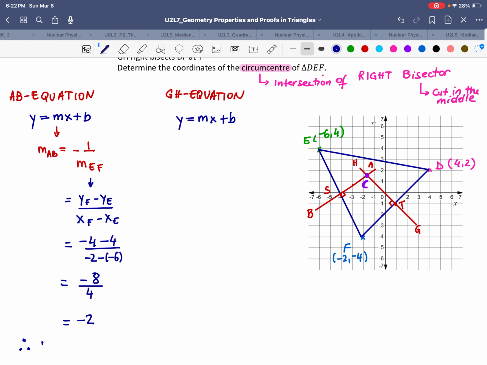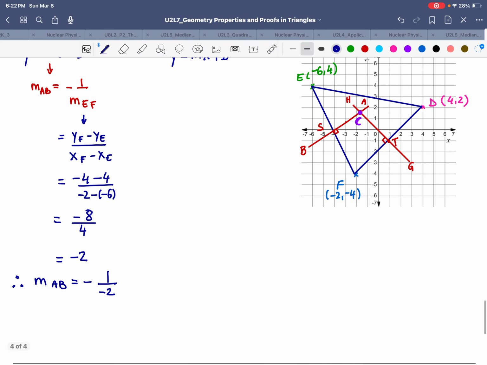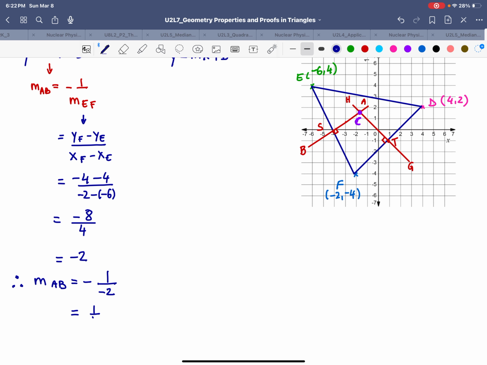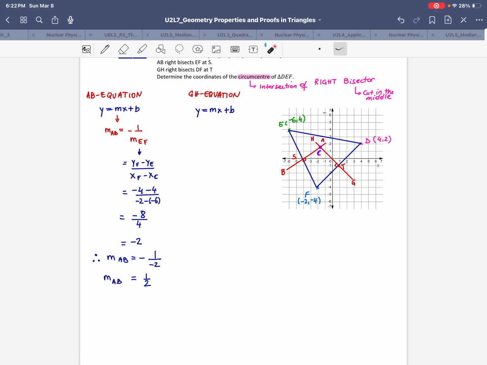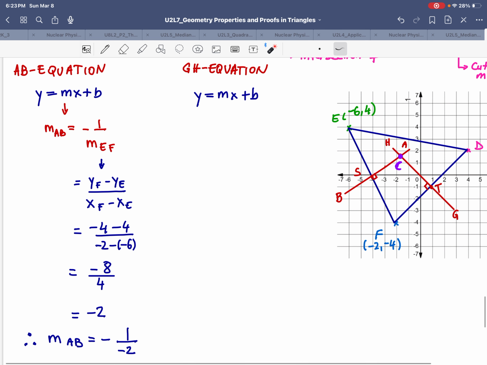Therefore, the slope of AB is equal to negative 1 over negative 2, which means the slope of AB is 1/2. Next, to find the equation of a line, we need the value of the y-intercept. If the y-intercept is not given, we have to think about what other numbers we are given. Now that I have the slope, if I had x and y, then I can find the value of b. Is there any point on this line segment that we have?